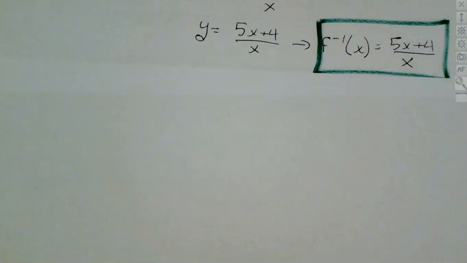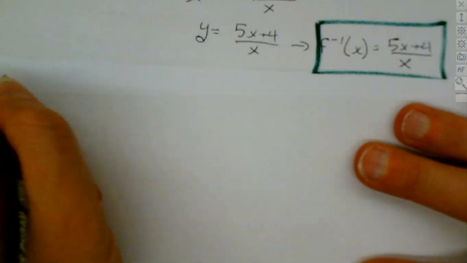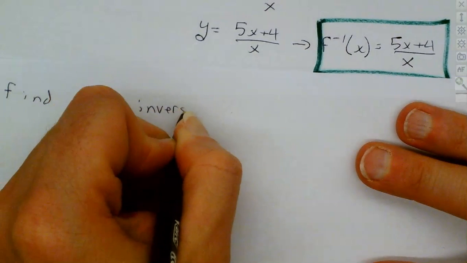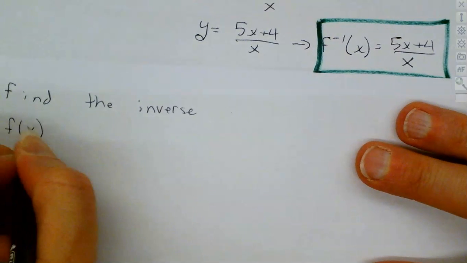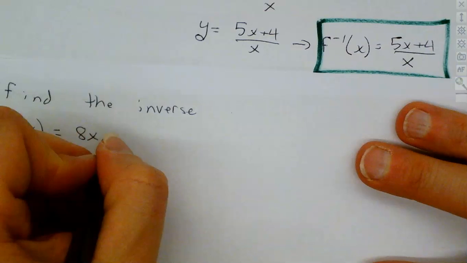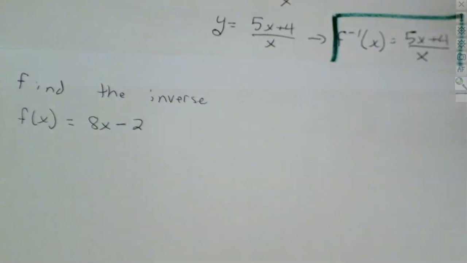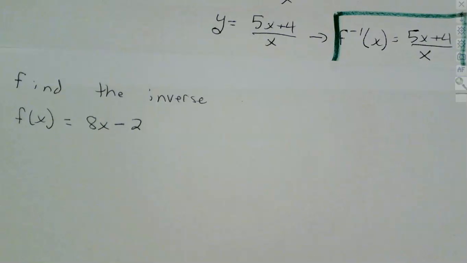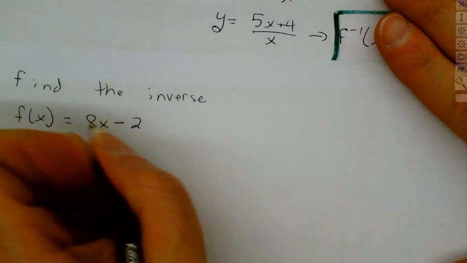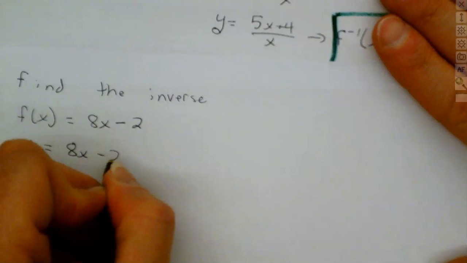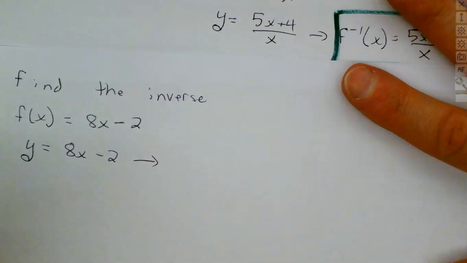Let's do a line. So again, we're going to find the inverse. How about I give you f of x equals 8x minus 2. So it has an inverse, right? Let's now find that inverse. We know it has one. What do we replace f of x with? Y. So that gets changed out. And then we switch around the x and the y.